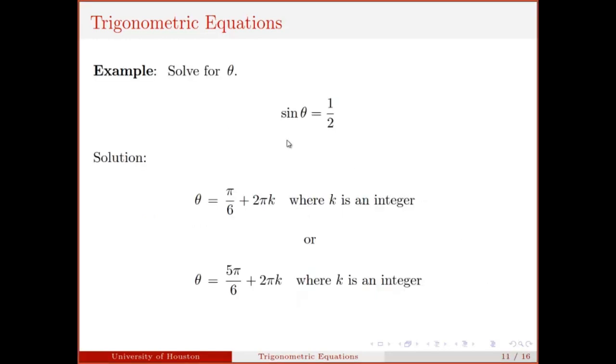In summary, all solutions of the equation sine theta equals 1/2 can be expressed in the form theta equals pi over 6 plus 2 pi k, or theta equals 5 pi over 6 plus 2 pi k, where k is an integer.